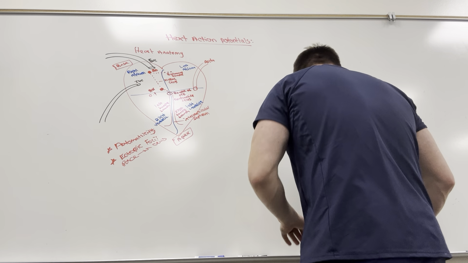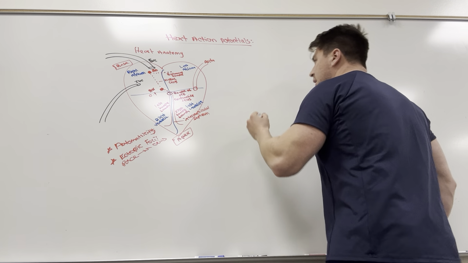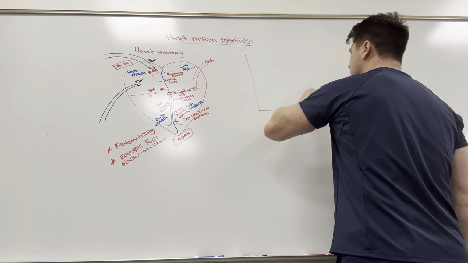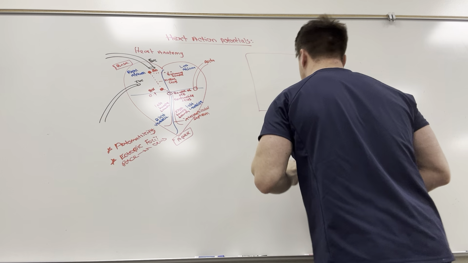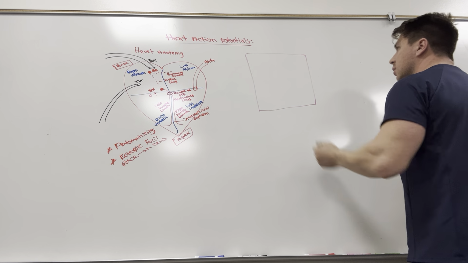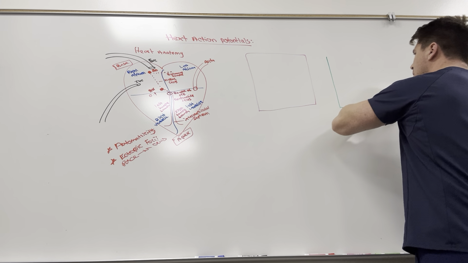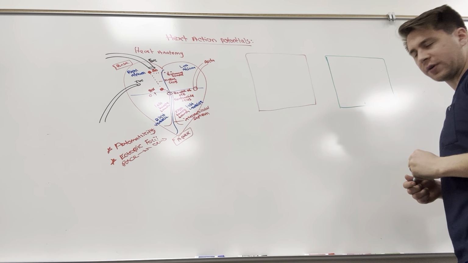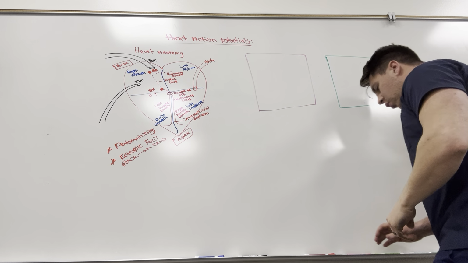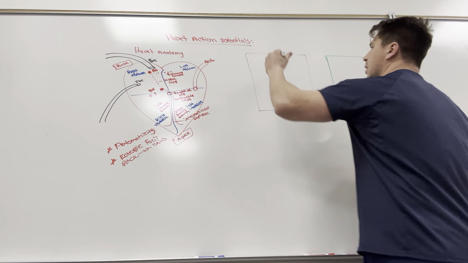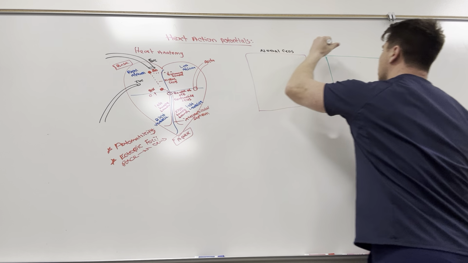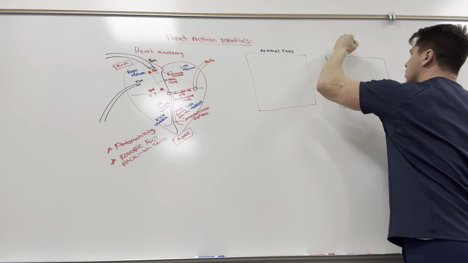Okay, so one thing that we want to know with this is how this works on a cellular level. So that's going to be my nodal cell, and this one right here is going to be my contractile cell. Hopefully we can see those. Perfect. So one thing I want to do is label these. I want this to be my nodal cell, and this is going to be a contractile cell.